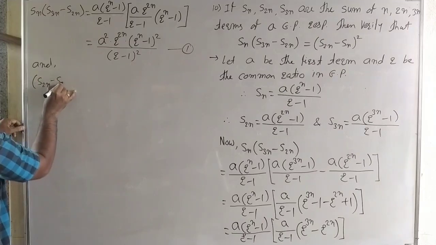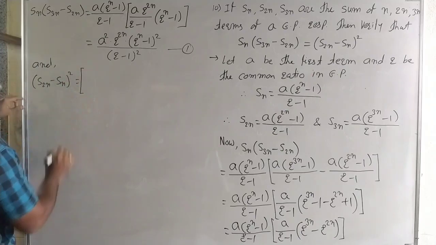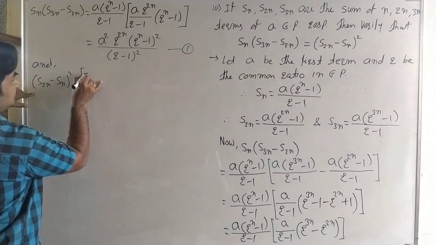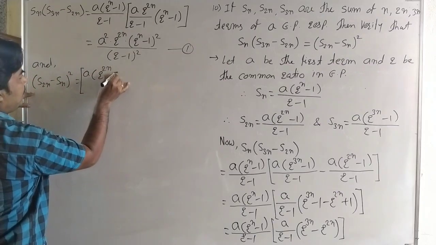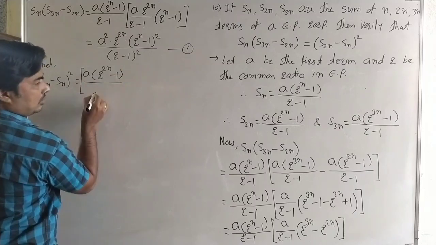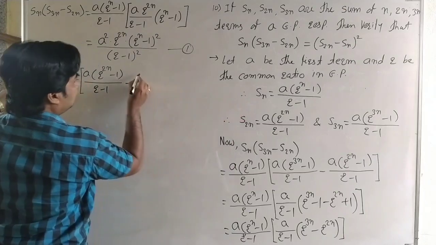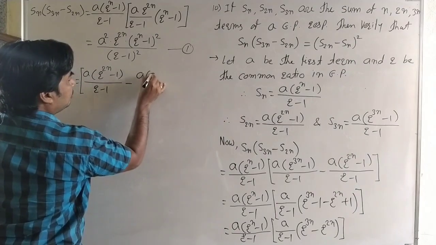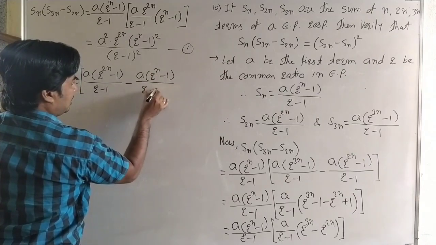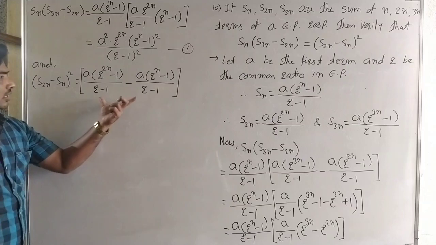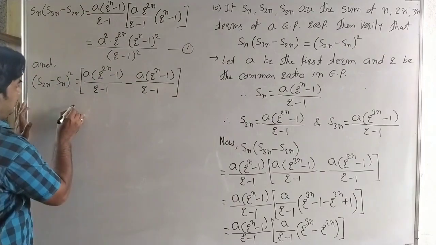S2n minus Sn whole square, and then this can be written as S2n, it is a into r to the power 2n minus 1 upon r minus 1, minus Sn, it is a into r to the power n minus 1 upon r minus 1. See carefully, here the denominator is the same, so we subtract the numerators.